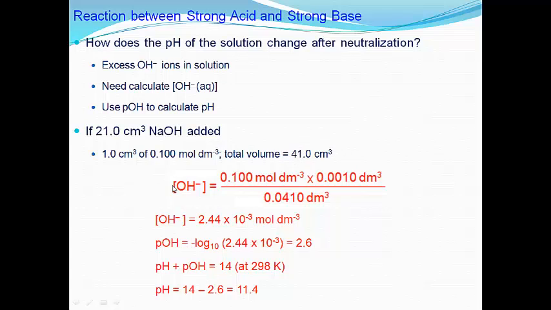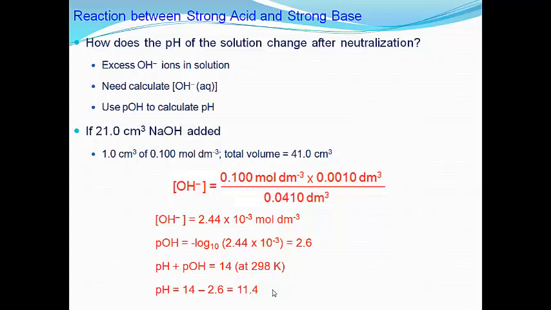And so what is the concentration of OH minus? The concentration of OH minus is equal to the concentration times the volume over the total volume. And that is going to be equal to 2.44 times 10 to the minus 3 mole per dm cube. And so the pOH is equal to 2.6, and therefore pH plus pOH being equal to 14 allows us to calculate the pH, which is equal to 14 minus 2.6, which gives us 11.4.